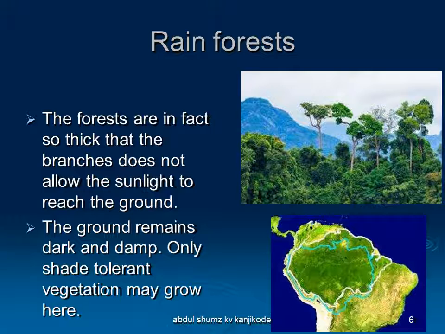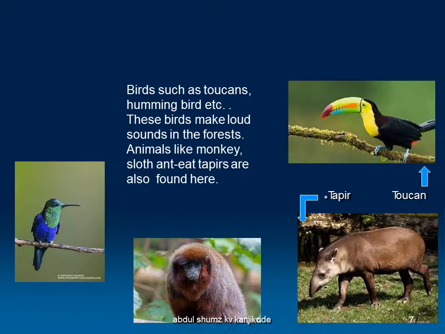The next topic is the rainforest, and as it rains very heavily in this region, there are thick forests, and they are in fact so thick that a dense roof is created by the leaves and branches, which do not allow the sunlight to reach the ground. So it basically remains dark and damp. Only shade tolerant vegetation may grow here, like orchids, which are also plant parasites.